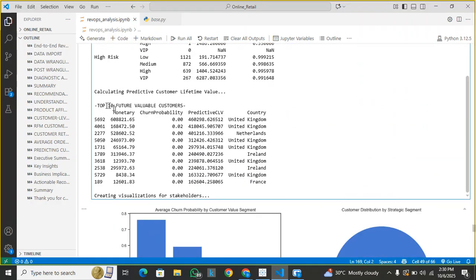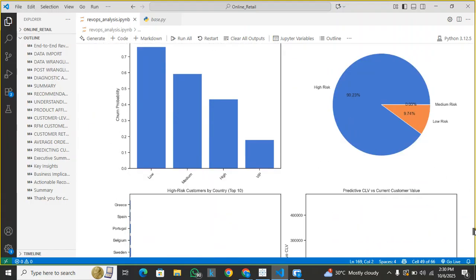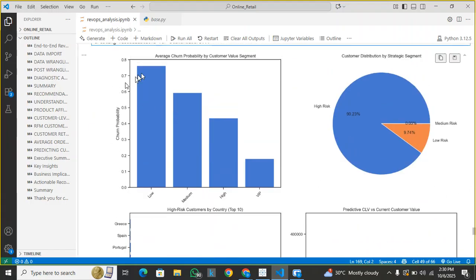So these are the top 10 customers that are likely to bring in a lot of money into the business, and this is their country. Most of them are also from the United Kingdom. So this visualization further helps us see the value segment. This is average churn probability by customer value segment.